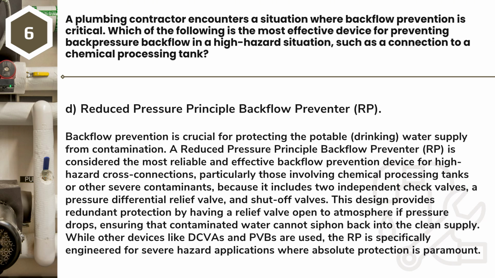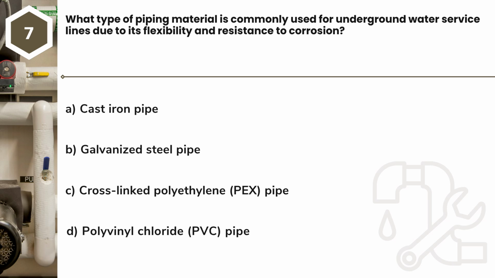This design provides redundant protection by having a relief valve open to atmosphere if pressure drops, ensuring that contaminated water cannot siphon back into the clean supply. While other devices like DCVAs and PVBs are used, the RP is specifically engineered for severe hazard applications where absolute protection is paramount. Question 7.